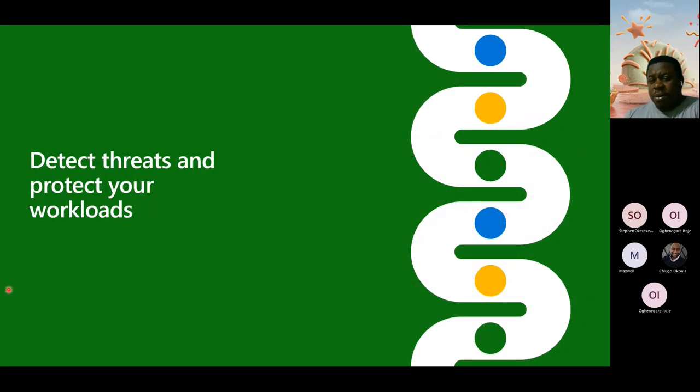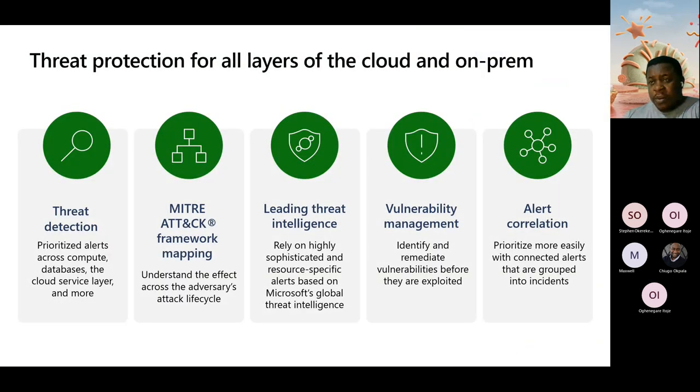So here we go. How does it detect threats and protect our workload? Threat protection for all layers of the cloud and on-premises, that's what it gives to us. There's a lot of detection going on across our cloud resources. I will be showing us a few things shortly. This session is a lot to take in, so I'll try to take it one step at a time and show us at each point. I'll switch to the lab and I'll be back.